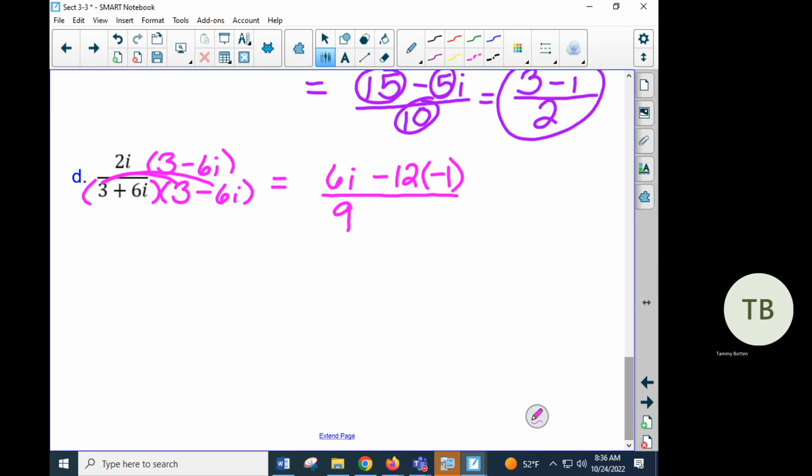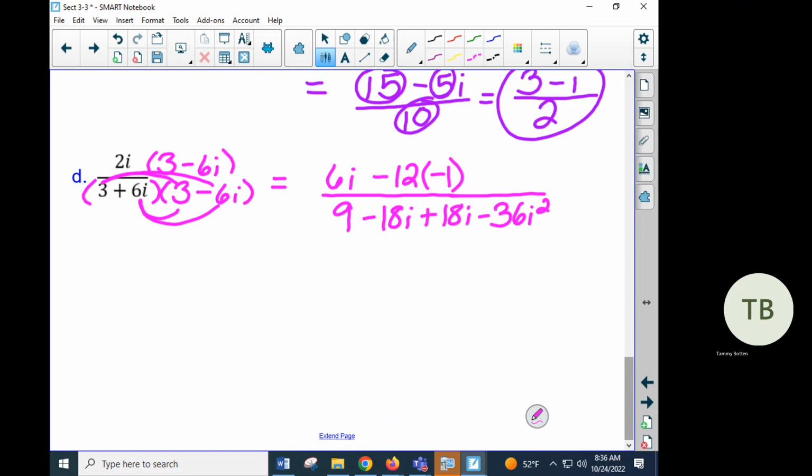3 times a negative 6i is negative 18i. 6i times 3 is plus 18i. And 6i times a negative 6i is negative 36i squared.